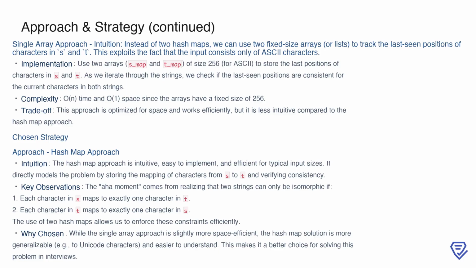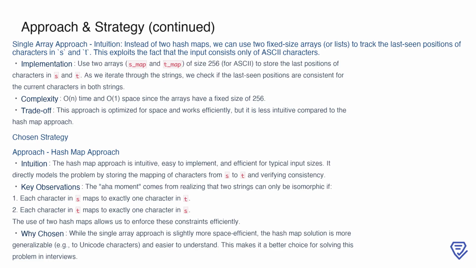This works because the input consists only of ASCII characters, which allows us to use arrays of size 256. As we iterate through the strings, the algorithm checks whether the last seen positions for the current characters are consistent between the two strings. If there's a mismatch, the strings are not isomorphic.